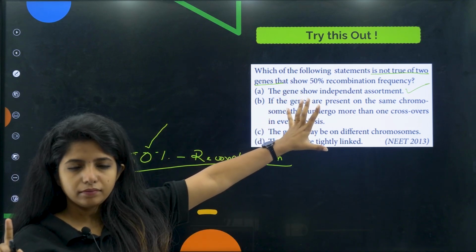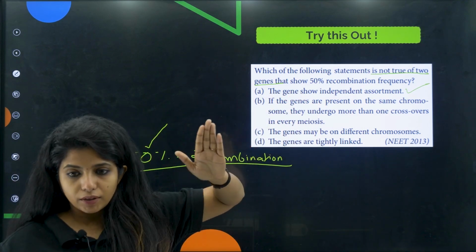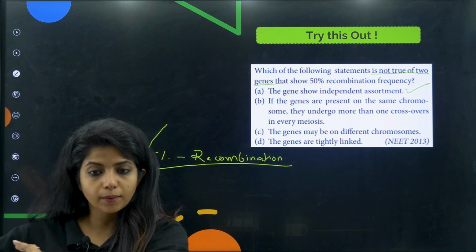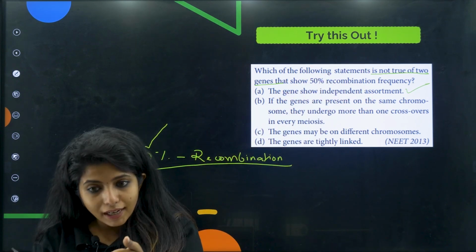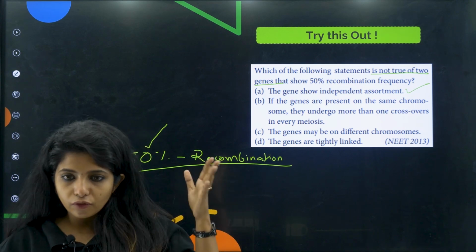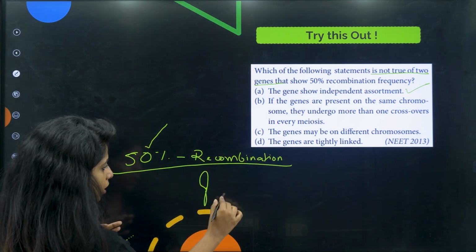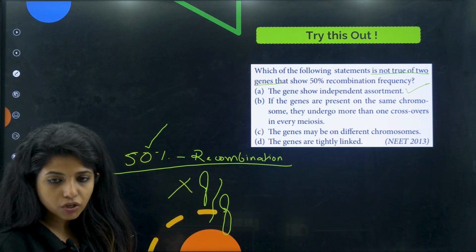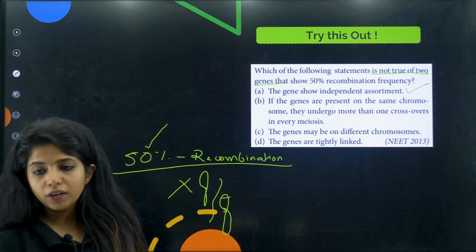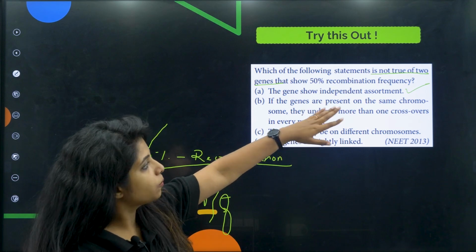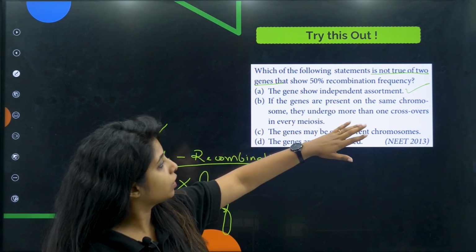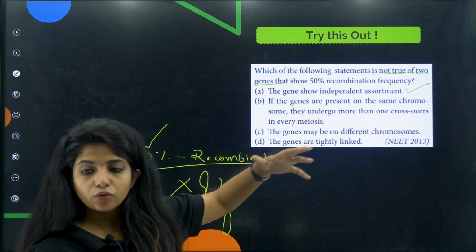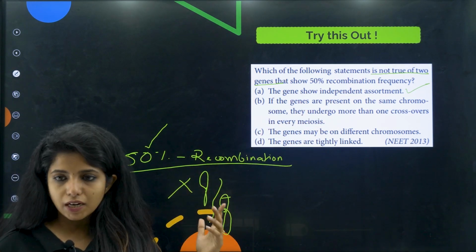Okay, just a second. If they are independently assorting, that is something different. Obviously they will be showing 50% recombination frequency, because anything could happen. They are not linked at all. So there is one chromosome like this, there is another chromosome like this, they are independently assorting, there is no linkage. So obviously recombination can be possible in any way. So that is true. If genes are present on the same chromosome, they undergo more than one crossover in every meiosis. Yes, that is also true.